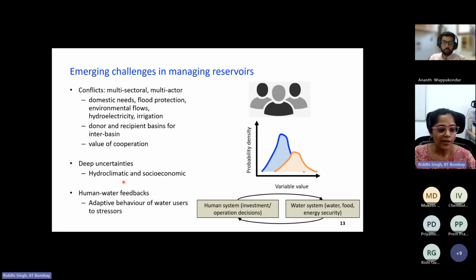And the third aspect of that uncertainty or challenge is the human water feedbacks. If you make a large reservoir in a region, it changes that region. And then that changes our needs from the reservoir, then we may make more reservoirs. So there is a feedback loop. And in terms of broader understanding, it is important to understand these human water feedbacks at that level.